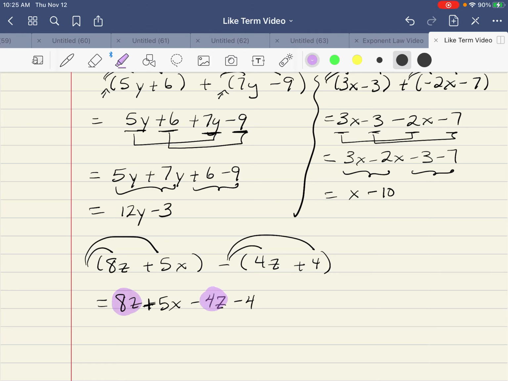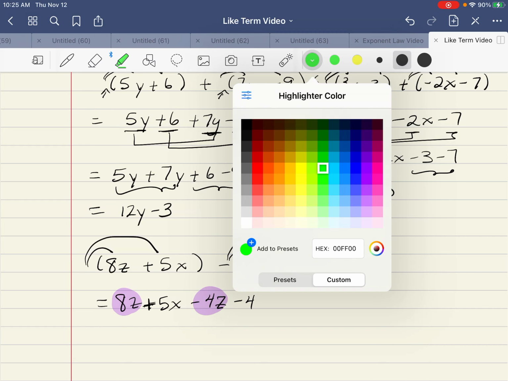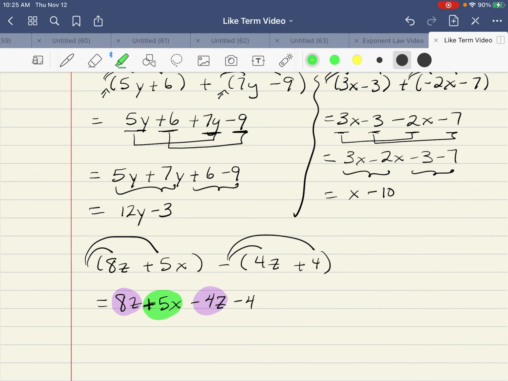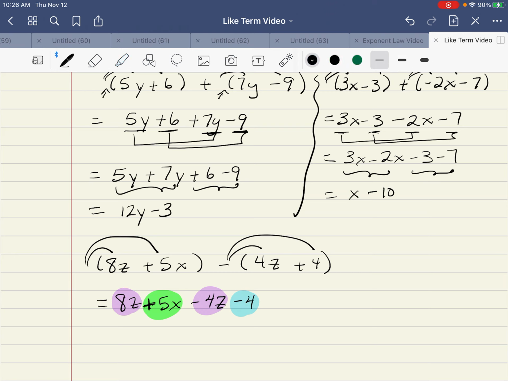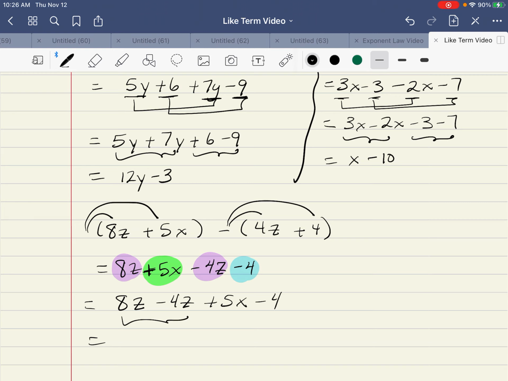So then when I'm collecting my like terms, I've got 8z and minus 4z, and then plus 5x. I also noticed there are no more x's, so I'm going to have to change my highlighter. And then minus 4. So the only like terms here are 8z minus 4z, and I've got plus 5x minus 4. So when I go to the last line where I'm adding and subtracting, the only thing I can do is 8z take away 4z, which is 4z, plus 5x, and the minus 4 stay the way they are.